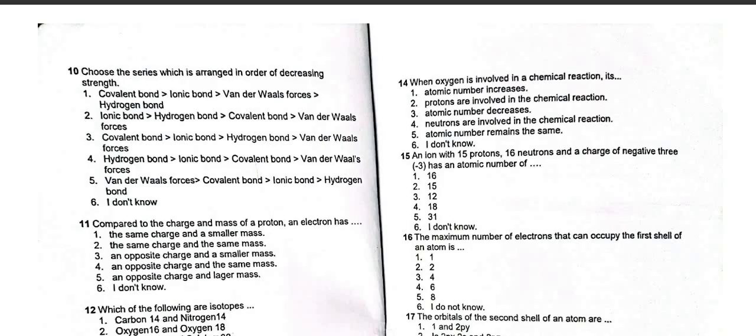Then we can talk about number 15. What will be the correct answer on number 15? They're saying an ion with 15 protons, 16 neutrons, and a charge of -3 has an atomic number of what? Again, they're just trying to see if you're following. Atomic number is the same as the number of protons. Does it get affected when something becomes an ion? No, it doesn't. So the correct answer here is still 15. So the answer here will still be 2.